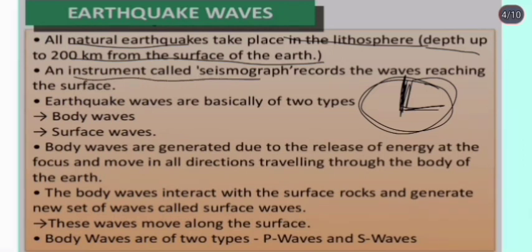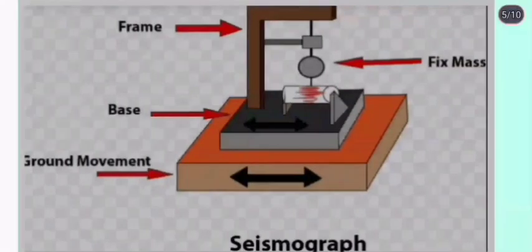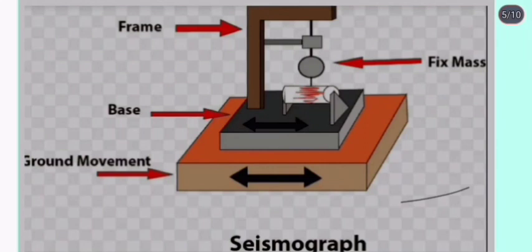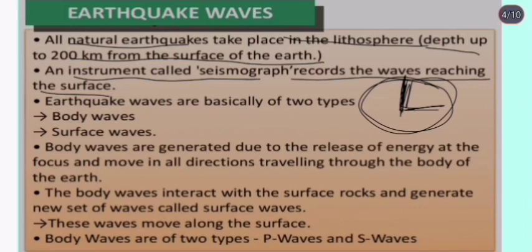An instrument called a seismograph records the waves reaching the surface. The seismograph is the instrument which is used to record the waves reaching the surface. I will show you in the figure. This is a seismograph. It measures the waves that reach the earth's surface. How it measures them, I will tell you. Earthquake waves are basically of two types: body waves and surface waves.